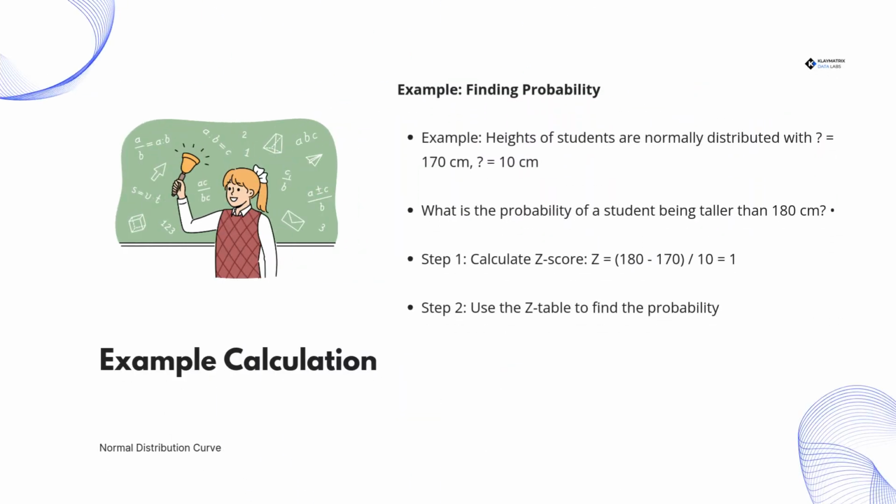Let's apply what we've learned. Imagine student heights follow a normal distribution with a mean of 170 centimeters and a standard deviation of 10 centimeters. What's the probability of a student being taller than 180 centimeters? First, we calculate the z-score. 180 minus 170 divided by 10 equals 1. Then, using the z-table, we can determine the probability. Try it out yourself.